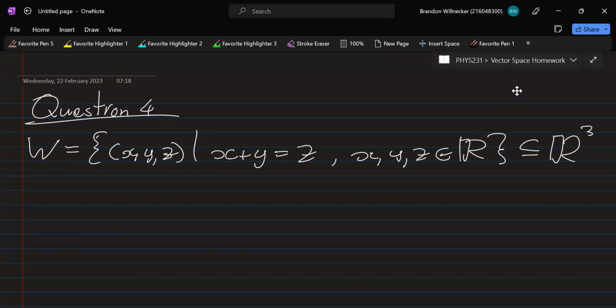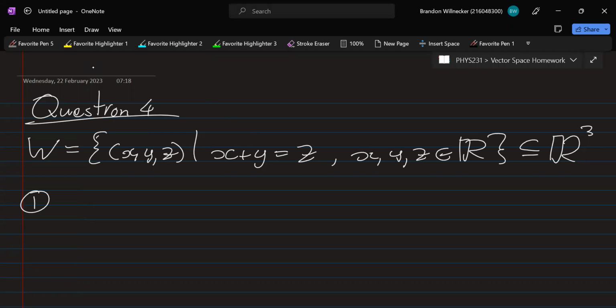So we need to show firstly that it's non-empty. We need to show that it's closed under addition and closed under scalar multiplication. Okay, so first, sorry, this pen's not working. So we want to show that this is a subspace first by showing that it's non-empty.